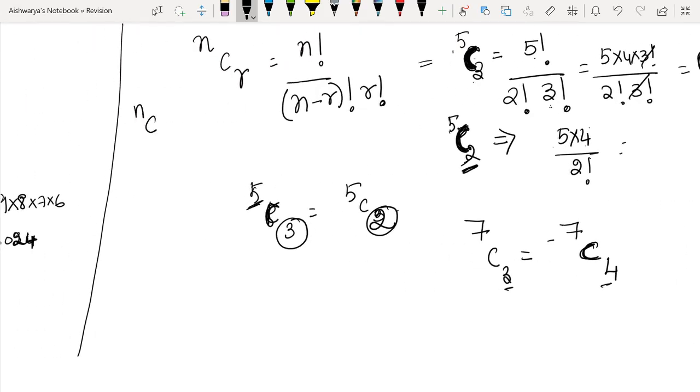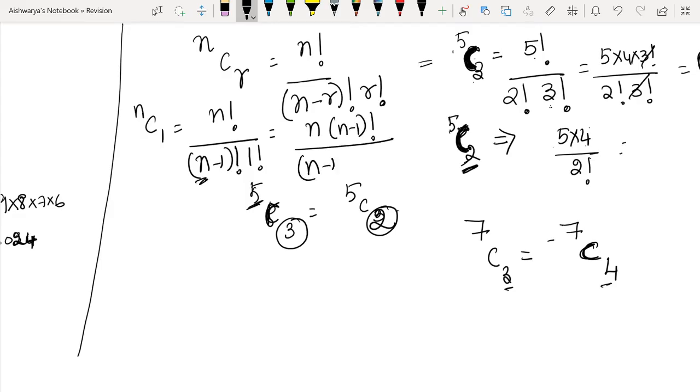Let's write down here nC1. What will be the value? It is n factorial divided by n minus 1 factorial into 1 factorial, which is nothing but n into n minus 1 factorial. I'll expand up to this number. Then denominator is n minus 1 factorial into 1 factorial. So we'll cancel these two. I'm left with only n. So nC1 is n. Okay, nC1 is n. Even if you don't remember in the examination, I'll just tell you a logic.